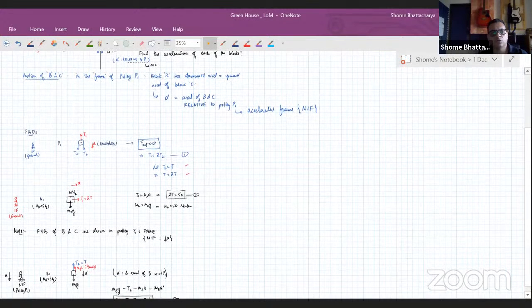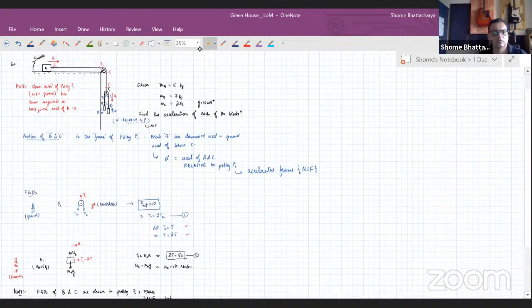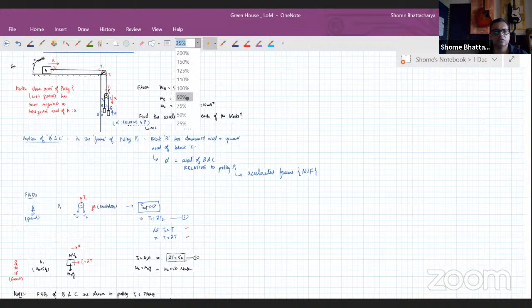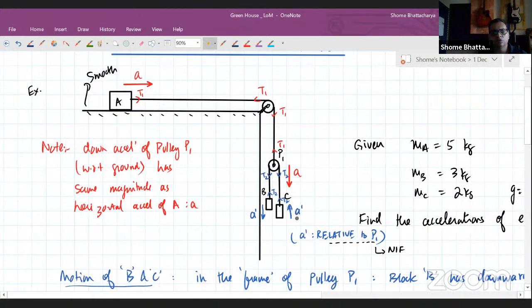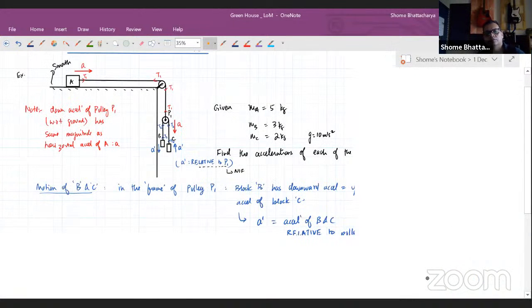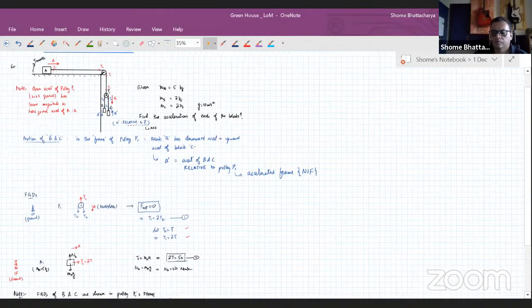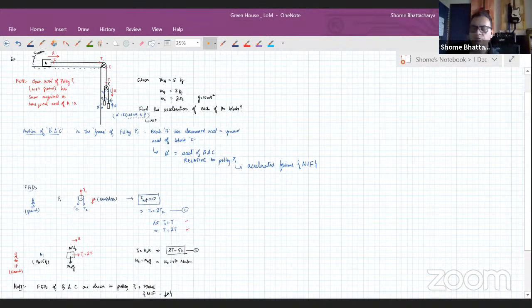Okay, now let's come to the third block's free body diagram, the block C. You can see in the original diagram what is happening to C. C is going up with an acceleration A prime relative to the pulley P1. So you make the free body diagram of the block C in the frame of the pulley P1 again, but the difference is this time it is going up with that acceleration A prime. B is coming down, this one is going up. I'll just wait for you to write this down.